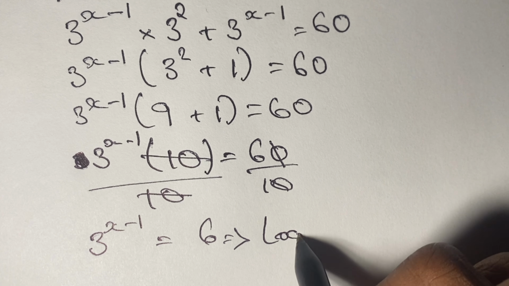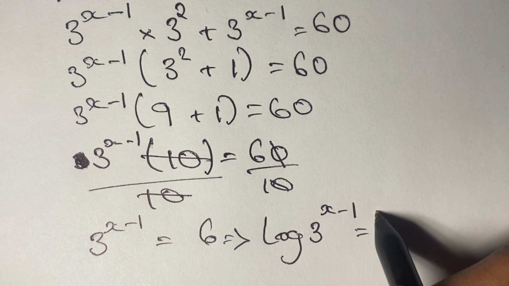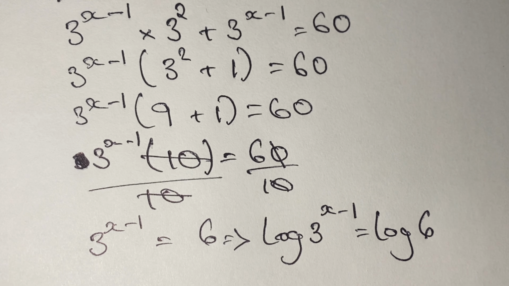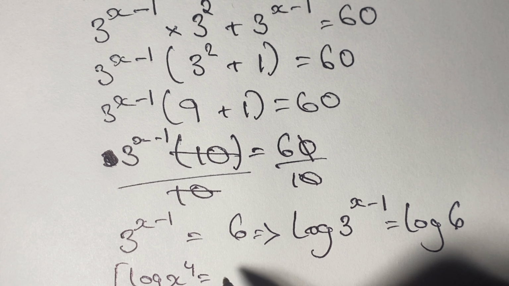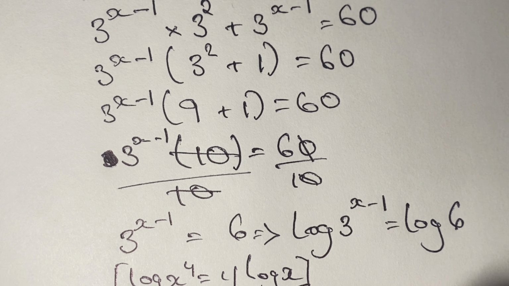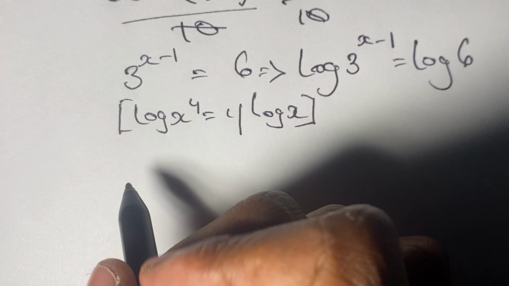Now from here we take log. So we take the log of 3 to the power of x minus 1, and we say that that's equal to the log of 6. From here we'll be simplifying our equation using our logarithm rule. And we have a logarithm rule that states that log x to the power of y is the same as saying y log x. Now in applying this rule, it means that we would have x minus 1 times log 3 is equal to the log of 6.